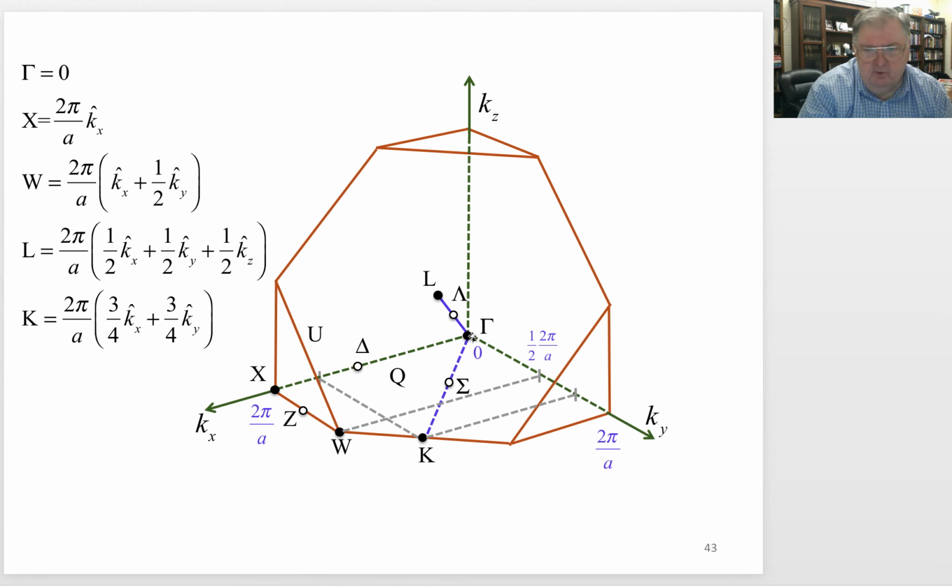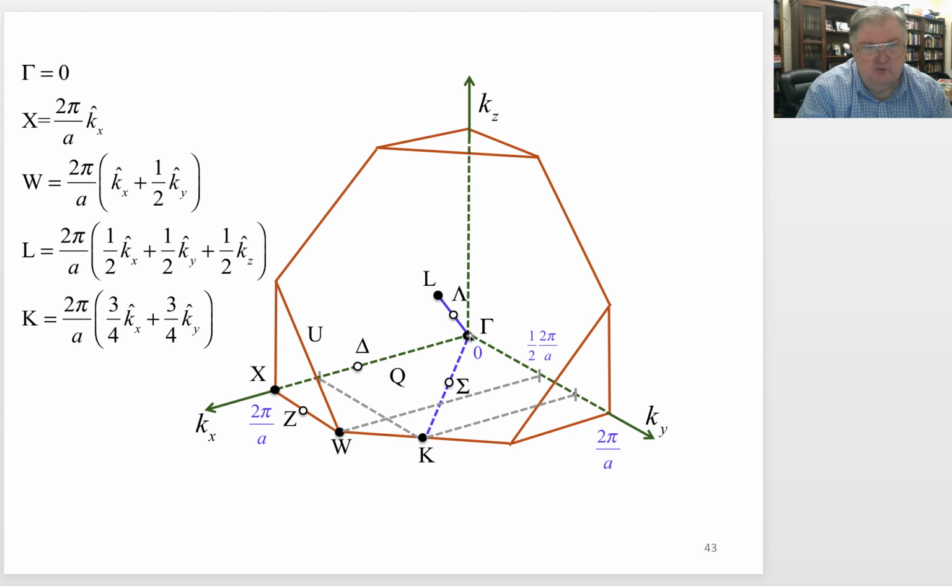L is the k vector that goes from the origin, the gamma point, up to the center face of this hexagon. So you do the geometry. It's 2 pi over a times 1/2 kx, 1/2 ky, 1/2 kz unit vectors. Kx unit vector, ky unit vector, kz unit vector. We can go on like this.